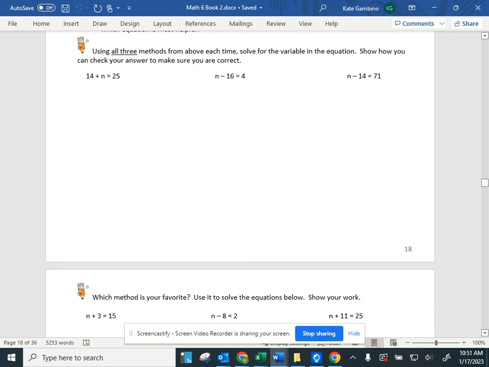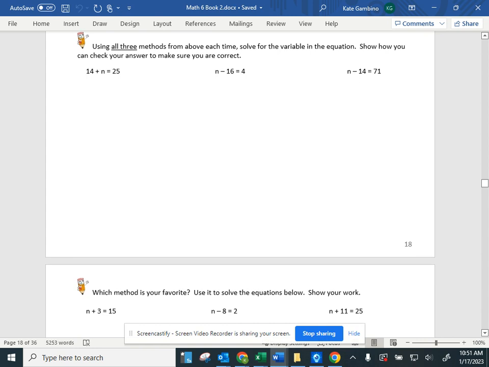Using all three methods on this page, from above, you're going to solve the variable in the equation. Show how you can check your answer to make sure you are correct. So we want our answer for all three ways to equal each other.